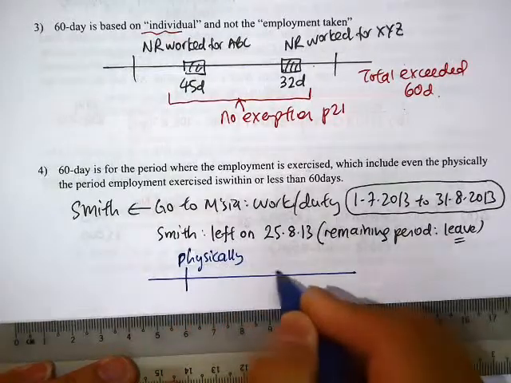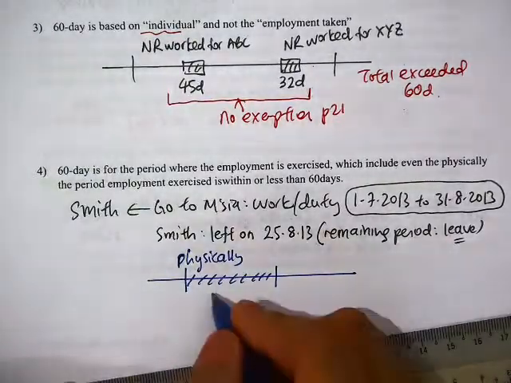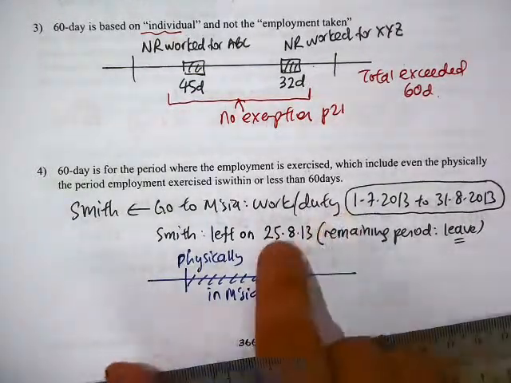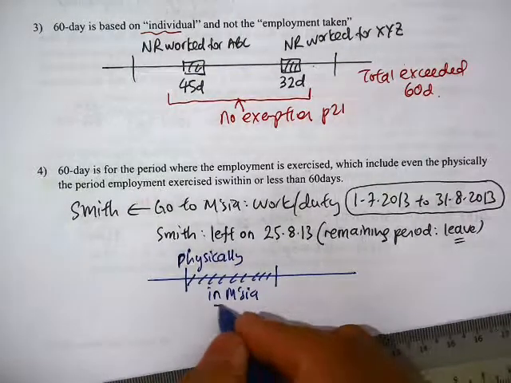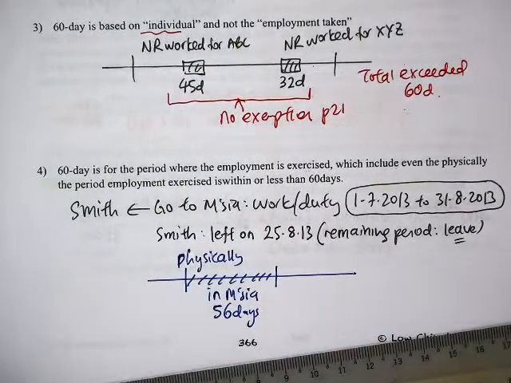physically, the guy is only in Malaysia from 1st until 25th. That means 31 days plus 25 days. Now it's only 56 days. Okay, so physically it's only 56.